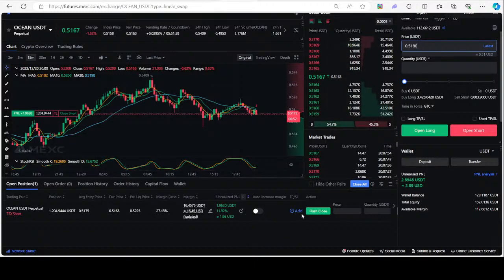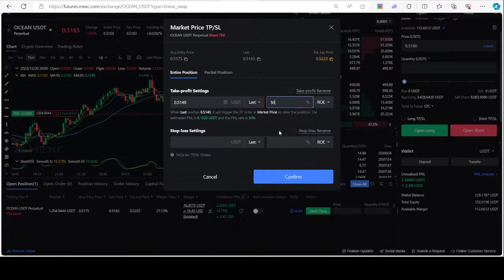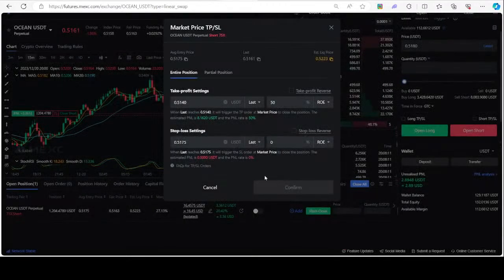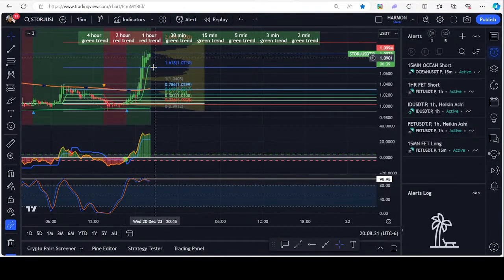Our goal is to get to 50% on any trade that we make, 30 to 50%. Once the percent gets past 15, our stop loss goes to 0, and that's where we're at right now. So far we're at 19%. We need to get that up a little bit. All right, storage is still pushing.